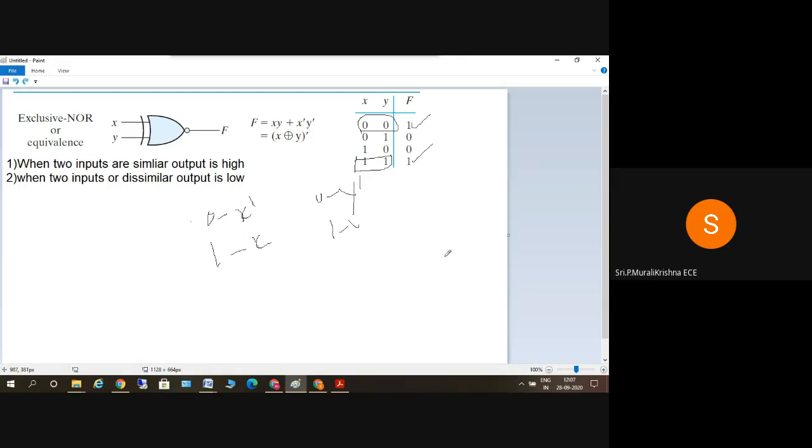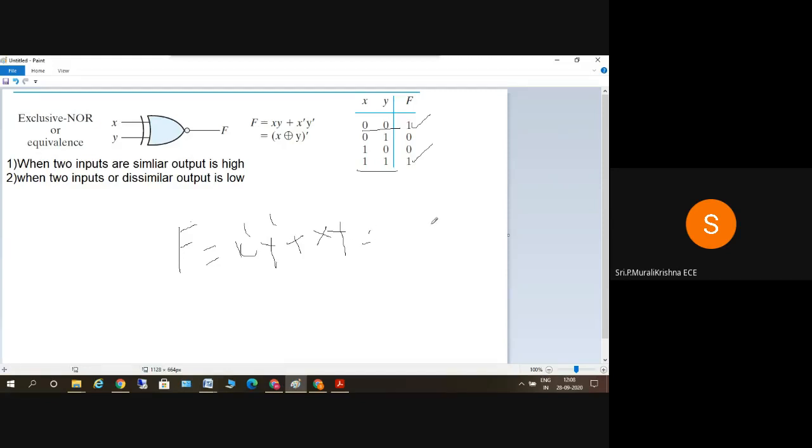Okay, so now tell me the inputs here. Check the outputs once. F is equal to 1 for these inputs. So what I have to do here is add those inputs which make the output 1. I have to add these two inputs, that is x bar y bar, plus these two inputs, which are x and y. F is equal to x bar y bar plus xy.